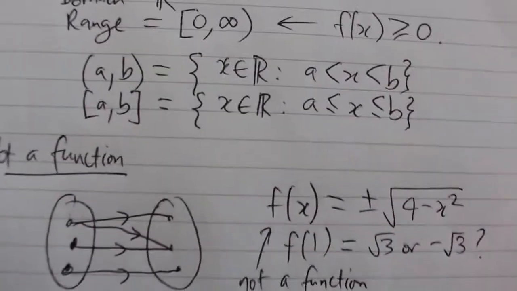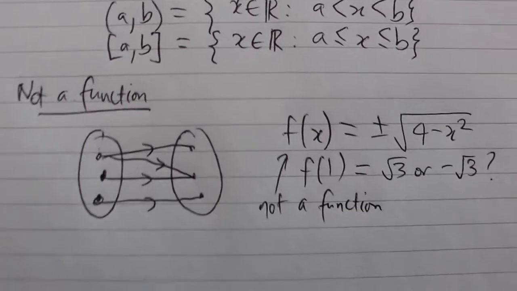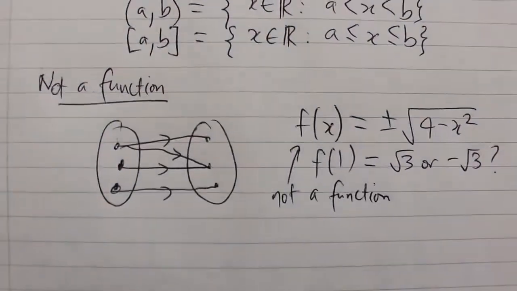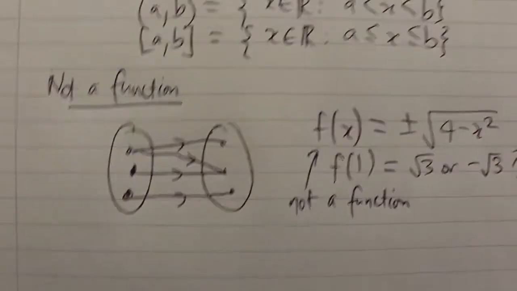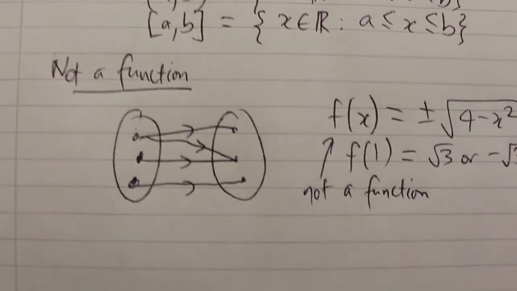I suppose I should also specify the domain and codomain. Really, whenever you give the definition of a function, you should say what the domain and codomain are. But yeah, these are some examples of things that are not functions. And now we come on to different types of functions.